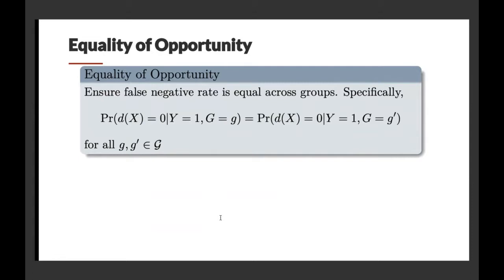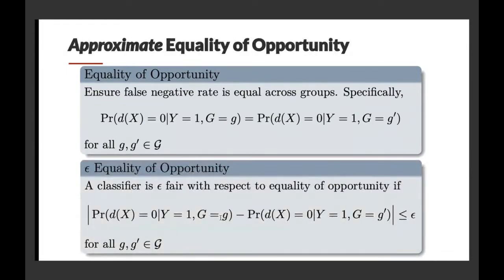Now, from a practical perspective, it's very hard to perfectly meet a condition like this, and it might not even be desirable because, as we'll see later, fair classifiers usually come at a pretty high cost in terms of accuracy. So instead, what we look at is an approximate version of this. Instead of making sure that the false negative rates are exactly even, we just ensure that the difference is within some sort of epsilon.